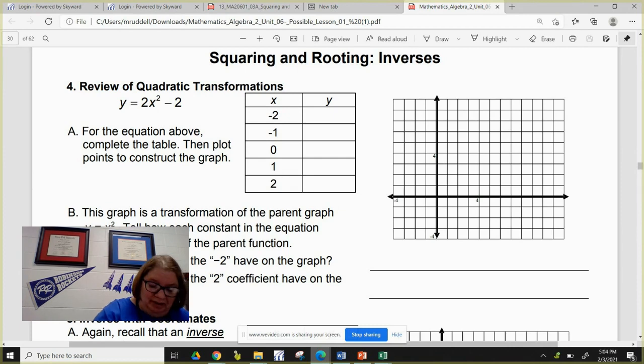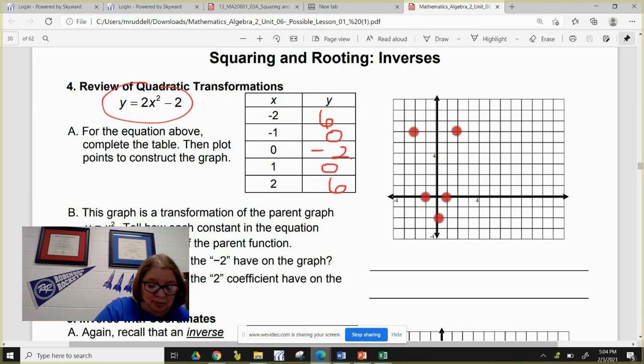I'll tell you that this table, for this equation right here, where x is -2, y is 6. Where x is -1, y is 0. Where x is 0, y is -2. 1 and 0, 2 and 6. Let's plot those points. -2 and 1, 2, 3, 4, 5, 6. -1 and 0. 0 and -2. 1 and 0. 2 and 6.